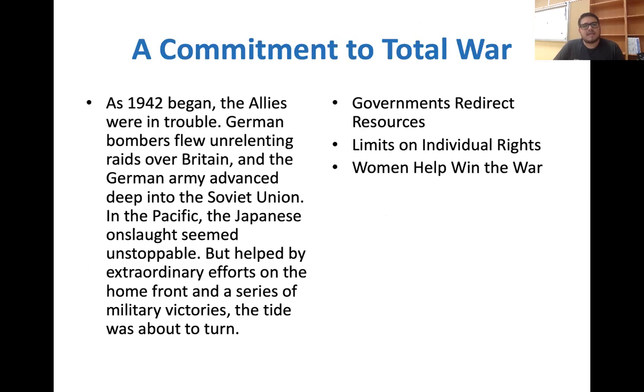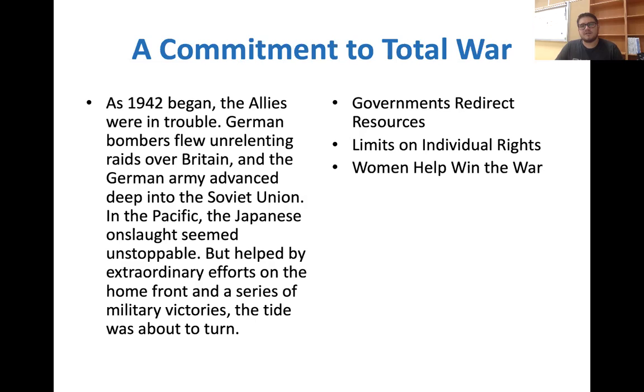As 1942 began, the Allies were in trouble. German bombers flew unrelenting raids over Britain, and the German army advanced deep into the Soviet Union. In the Pacific, the Japanese onslaught seemed unstoppable, but helped by extraordinary efforts on the home front and a series of military victories, the tide was about to turn.